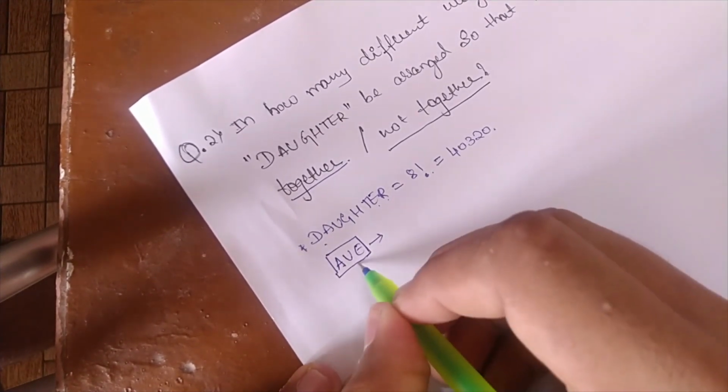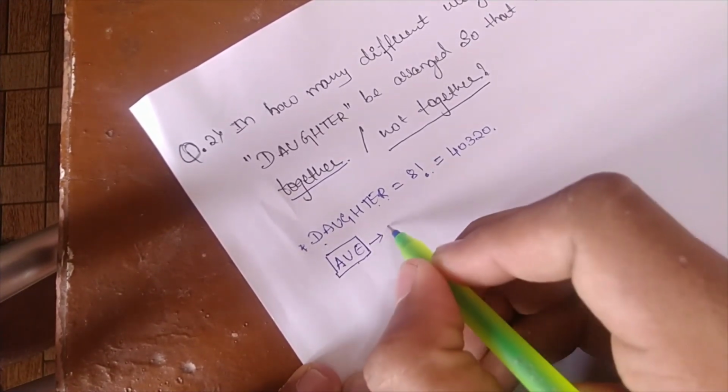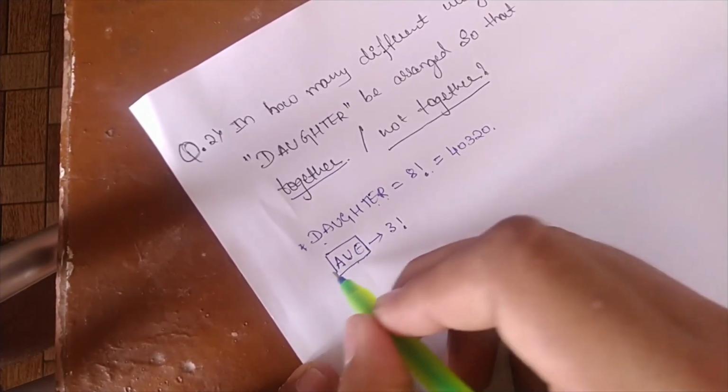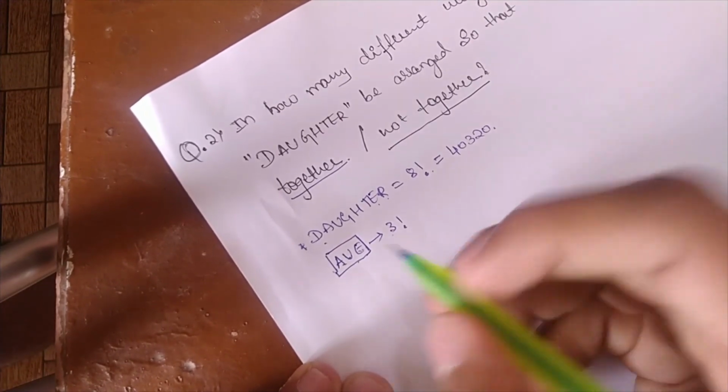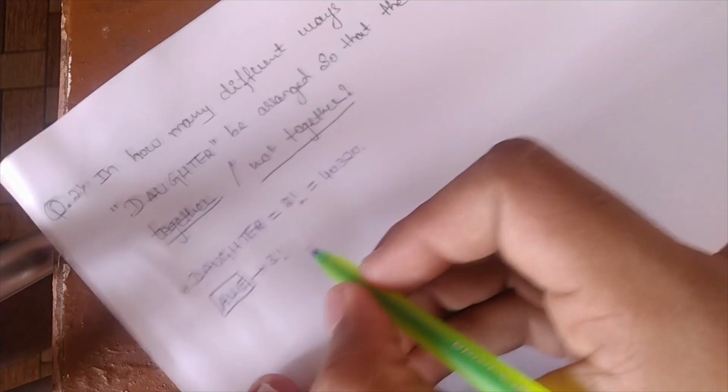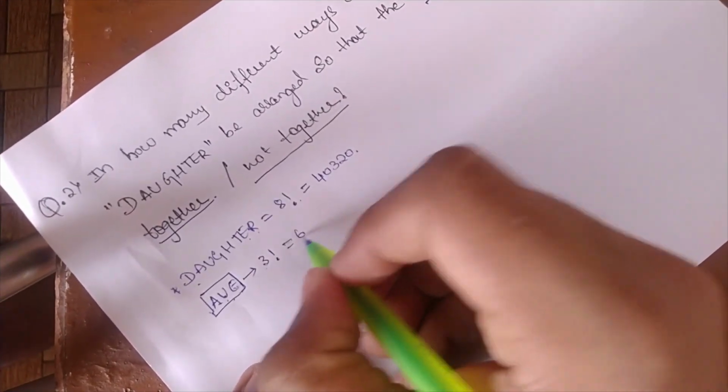So there are 3 vowels. 3 vowels can be arranged in 3 factorial ways within themselves. First you can take AUE, AEU and all those things. These vowels themselves can be arranged in 3 factorial ways, which is equal to 6 ways.